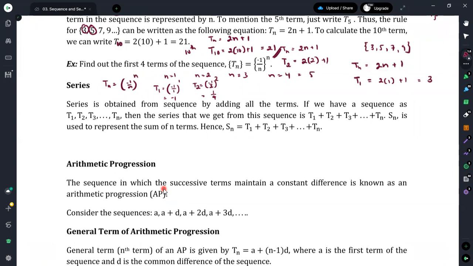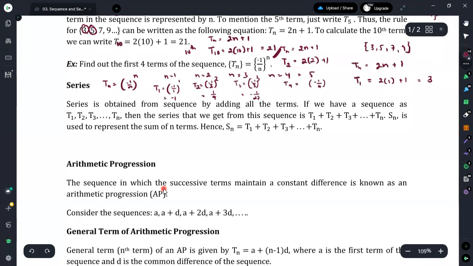Then n equals 3, and you will get the third term. Then it can be taken as (-1)^3 over 3, which equals minus 1/3. Likewise, we can do it for n equals 4 as well. With n equals 4, we need to calculate T4. Here it is (-1)^4 over 4, therefore we'll get 1/4.